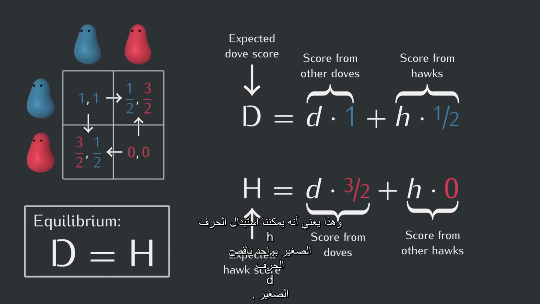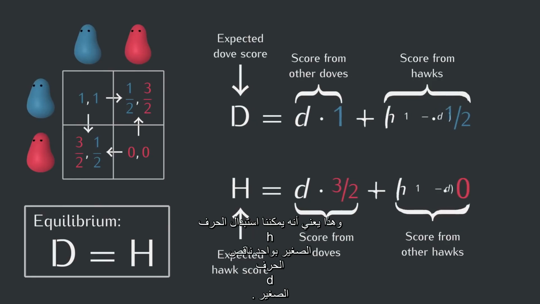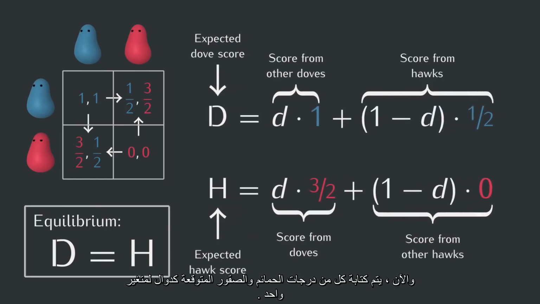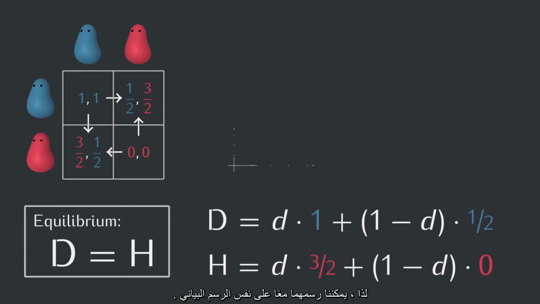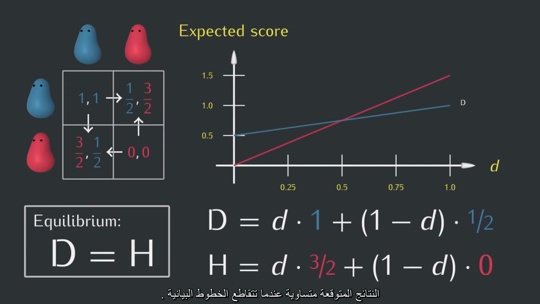And this means we can replace the small h with 1 minus small d. And now the expected dove and hawk scores are both written as functions of one variable, and the same variable, so we can graph them on top of each other. The expected scores are equal when the graphed lines cross, and indeed the equilibrium condition is met at 50% doves.